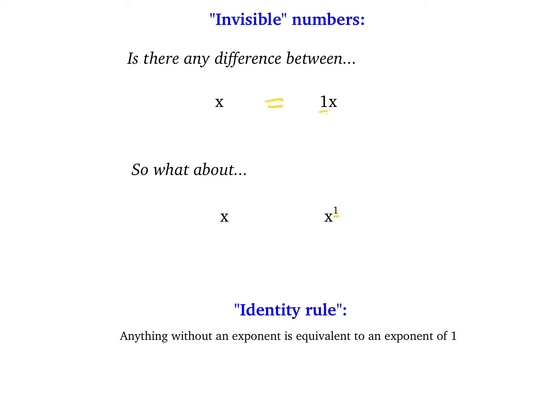Mathematically, it's really not making a difference, so these two things are the same. So if you ever see something by itself, you can kind of pretend that there is an exponent of 1 there, we just don't need to write it. Sometimes you'll hear this called the identity rule, where anything without an exponent is the same as if it were to have an exponent of 1.